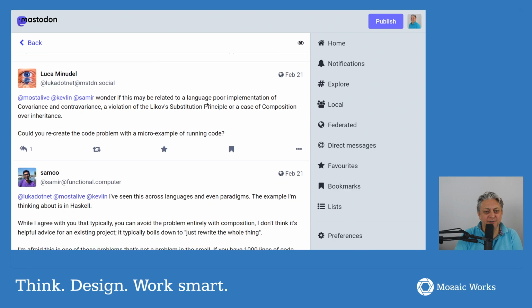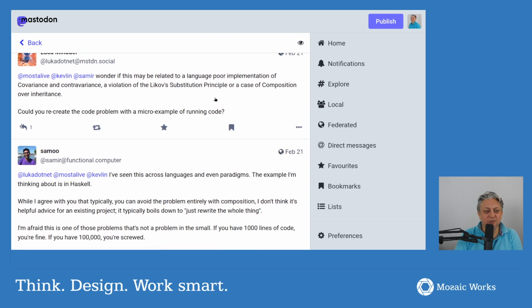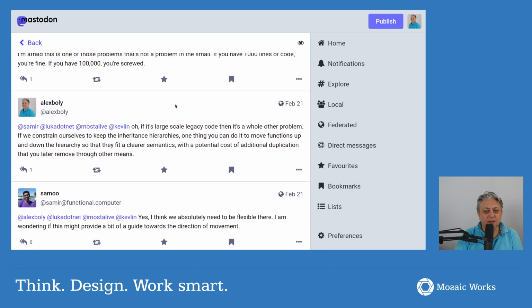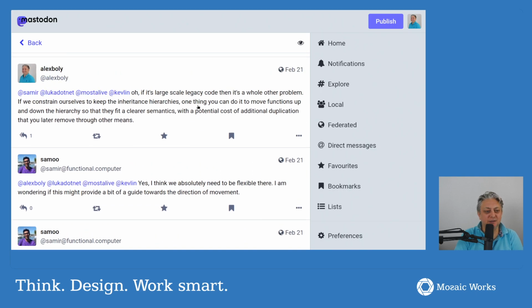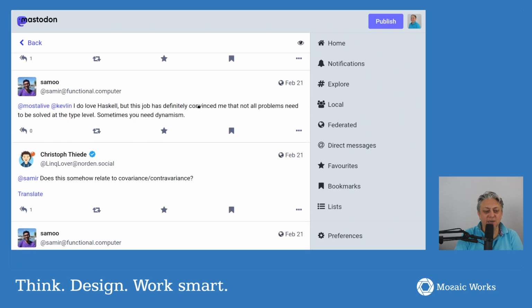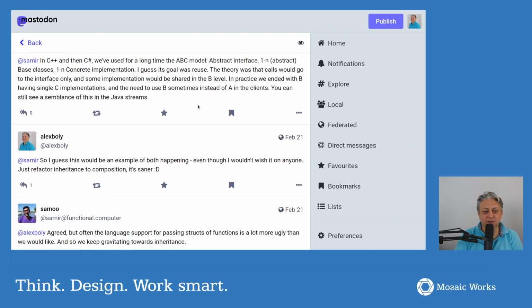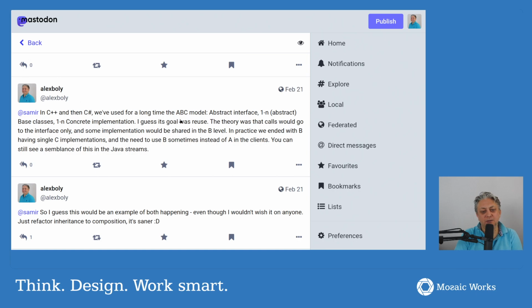There's a bunch of answers about covariance and contravariance, the Liskov substitution principle, composition over inheritance, and so on. And then I entered the conversation and started discussing some more. But really the most interesting part is, I also talked about this, that we use the ABC model: abstract interface, 1-to-N base classes, 1-to-N concrete implementations. This was quite the norm when I was programming in C++, at the beginning of my career.